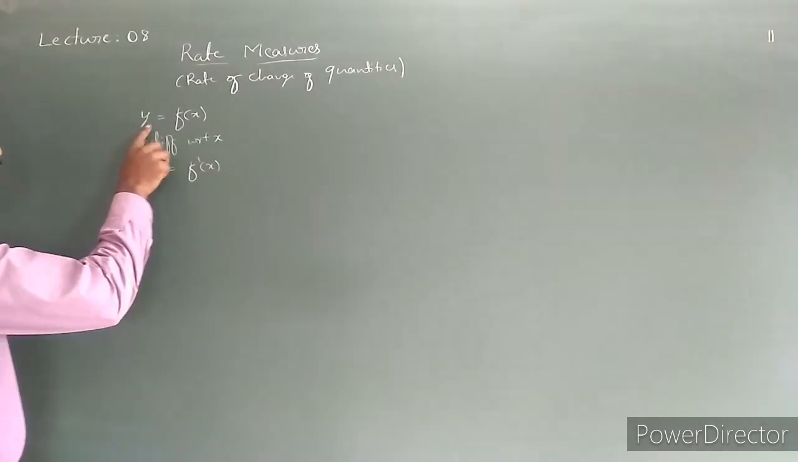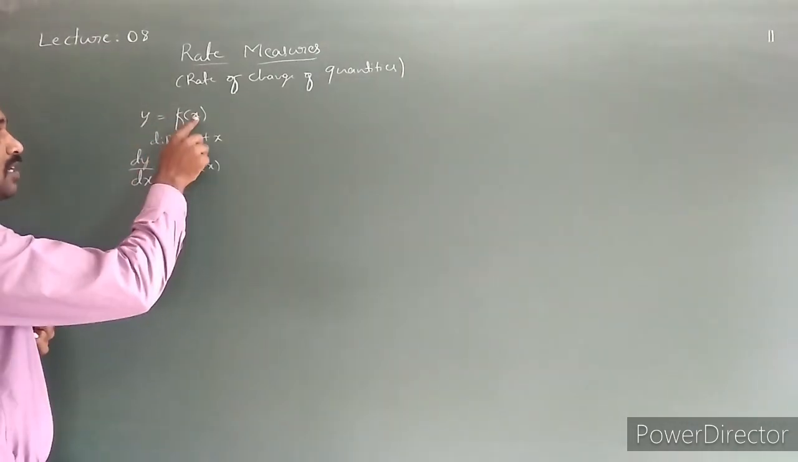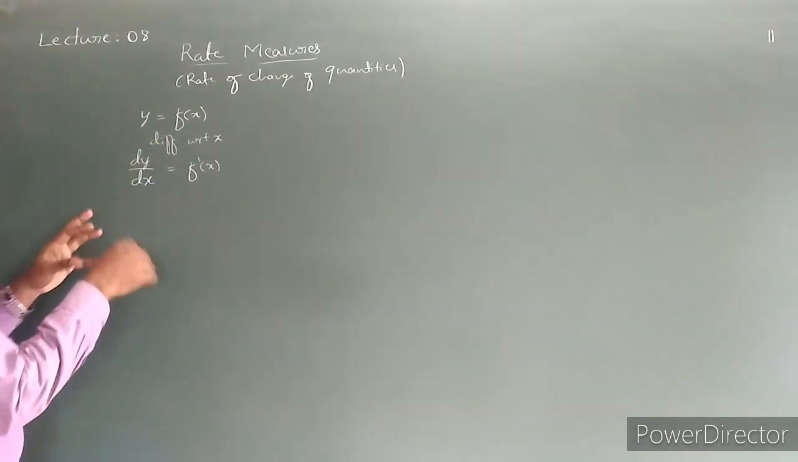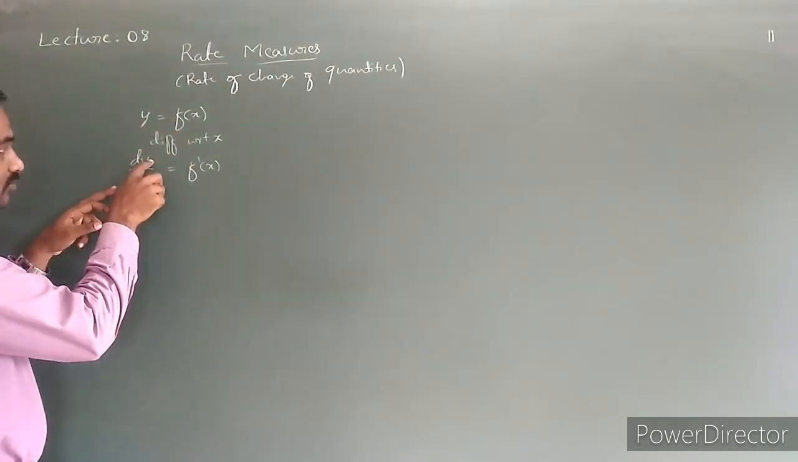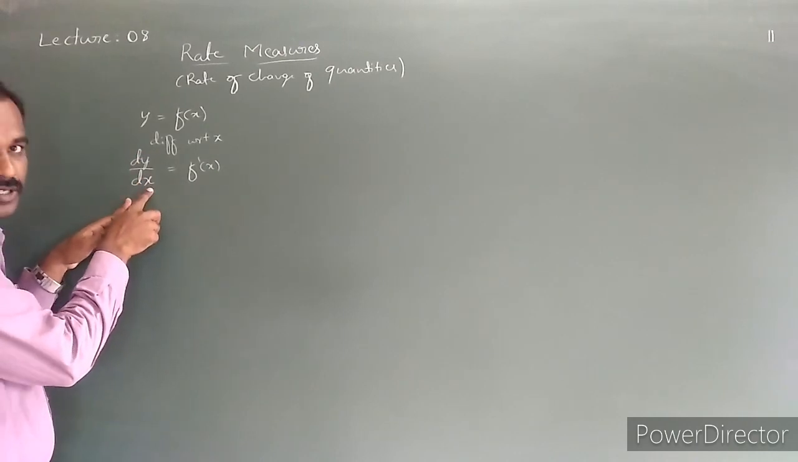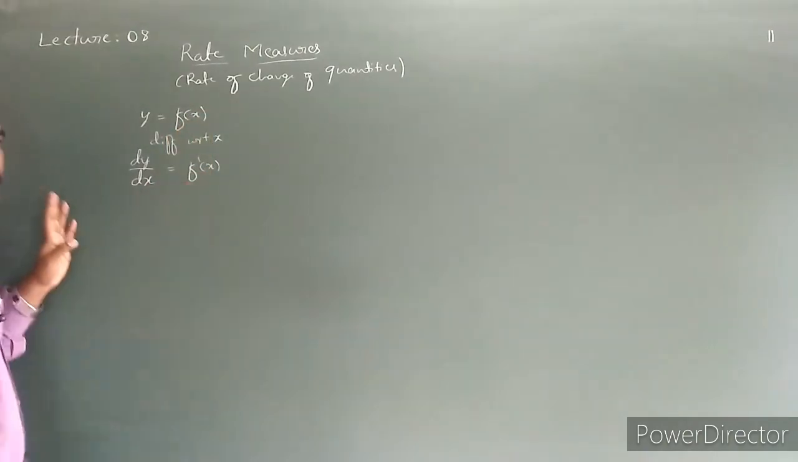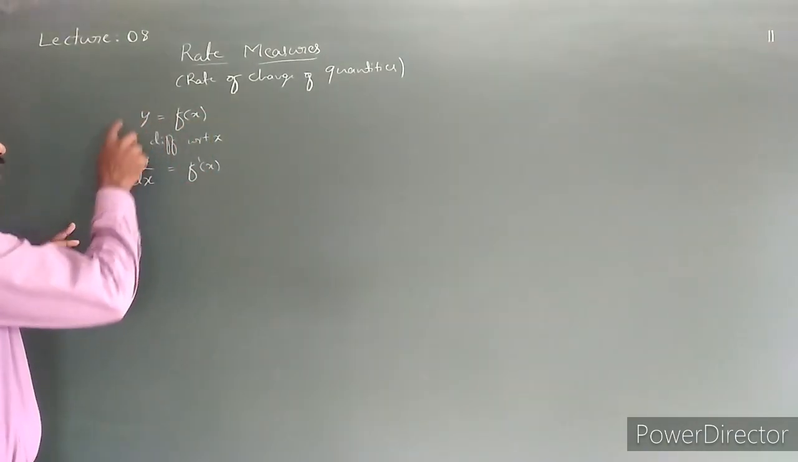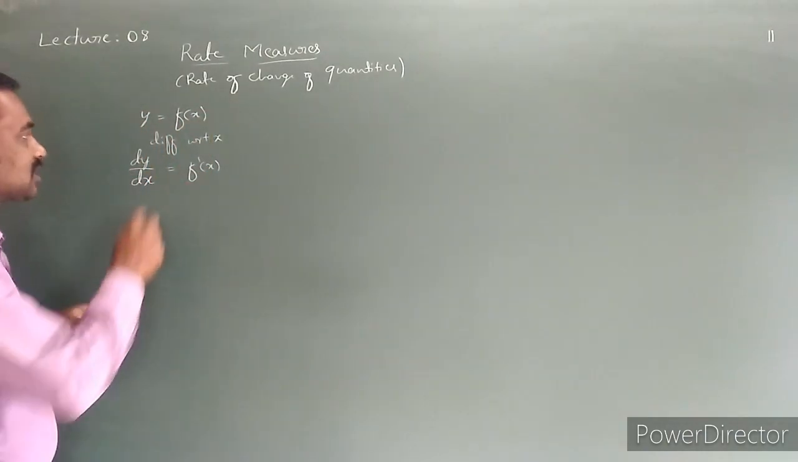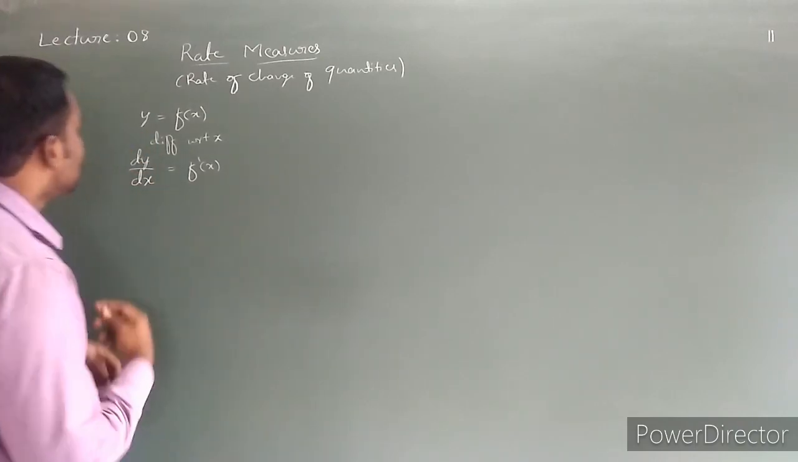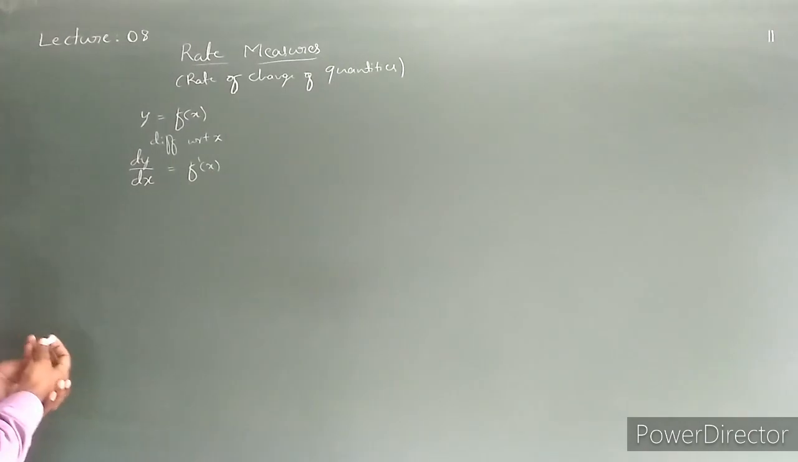There are two variables, x and y. X is an independent variable, y is a dependent variable. The dependent variable is differentiated with respect to the independent variable. So dy by dx is equal to f dash of x. In symbolic form, this means y is changing with respect to x; dy by dx is the rate of change of y with respect to x. More elaborately, we can discuss that.